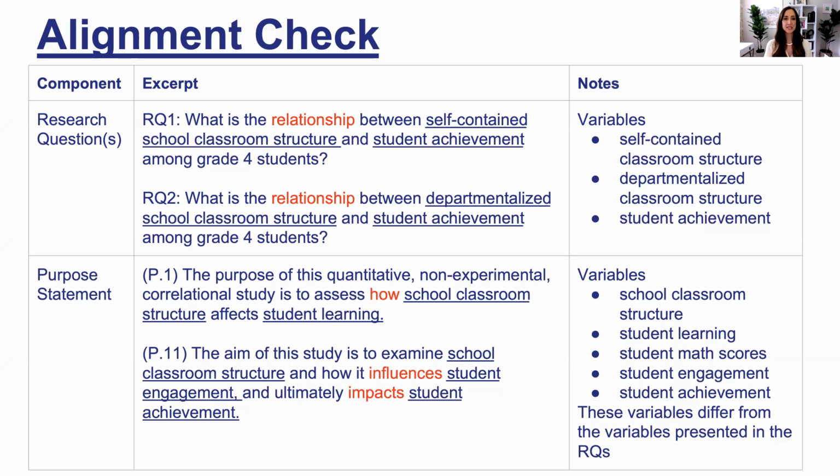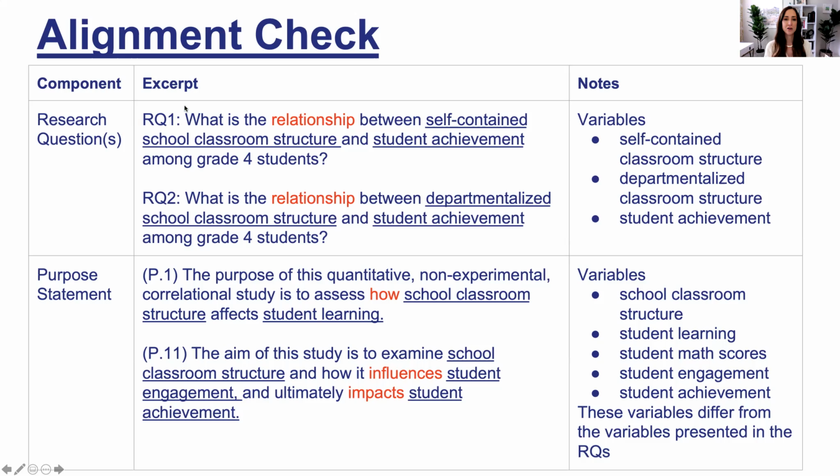So this is a very simple alignment table. One of the first things I do, especially if I receive a complete proposal from a student or a client, is I start plugging in these components. You can see in the left-hand column, the components are the research questions and the purpose statement. I will copy and paste those components from the proposal, and then I'll take notes in this right-hand column. By doing that, it's easier to pull out and assess the information for alignment, as opposed to sifting through a pretty long document.